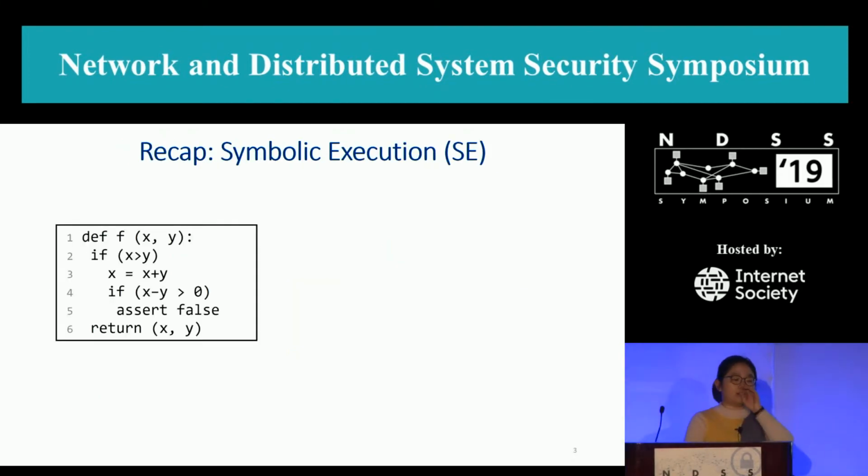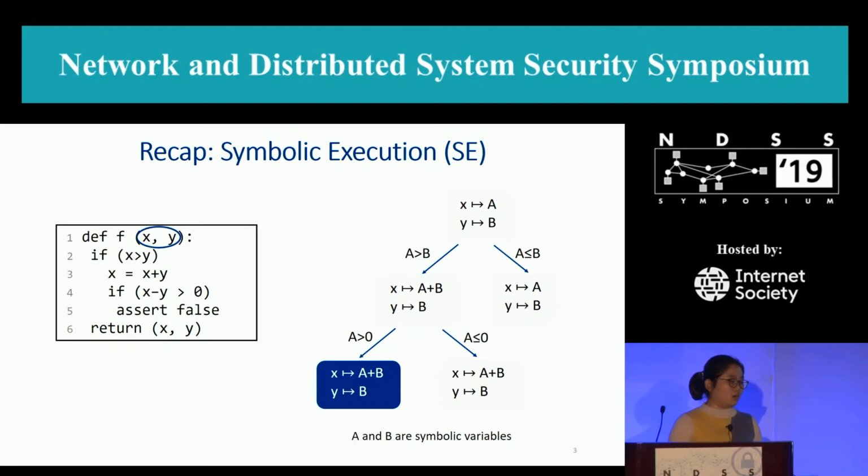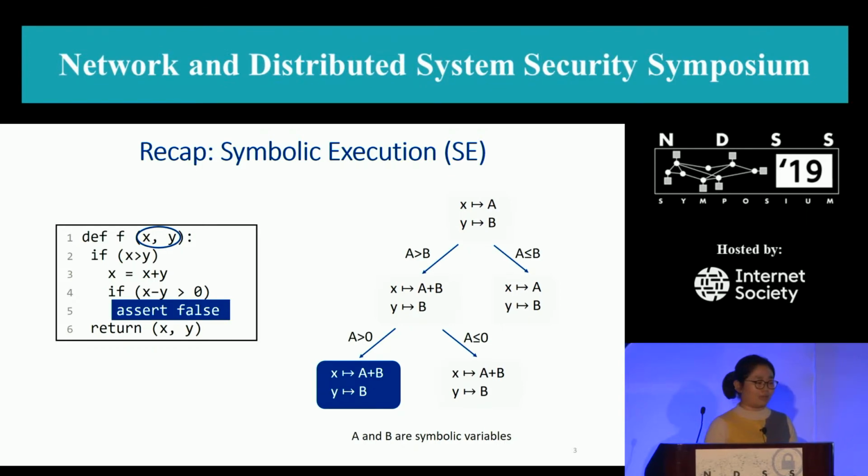So what is symbolic execution? The main idea behind symbolic execution is that we're going to mark certain variables, such as x and y, as symbolic variables, and then reason about the set of values these variables can take in order to build symbolic formulas. These symbolic formulas will help us reach specific states, such as line 5 in this slide. And solving these symbolic formulas will help us decide whether this path is feasible or not.